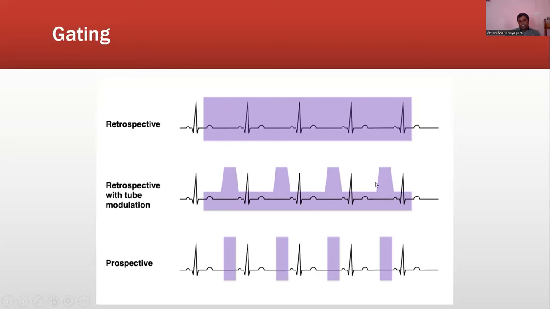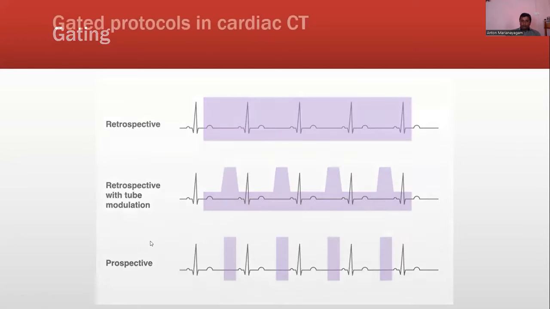In retrospective gating we do irradiate the patient throughout, but the tube current will be modulated. So we will select a particular phase, guessing that during that phase we are going to get the most satisfactory images. Beyond that particular phase, the tube current will be very low, so the radiation to the patient beyond that phase will be low. The other one is prospective triggering, which we also call step and shoot, because the machine will not be irradiating the patient beyond the particular phase we have selected. So this is a very low dose protocol.